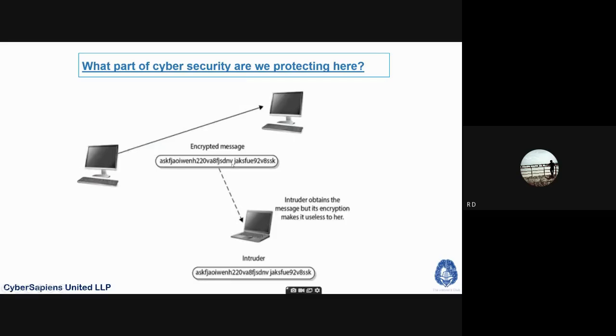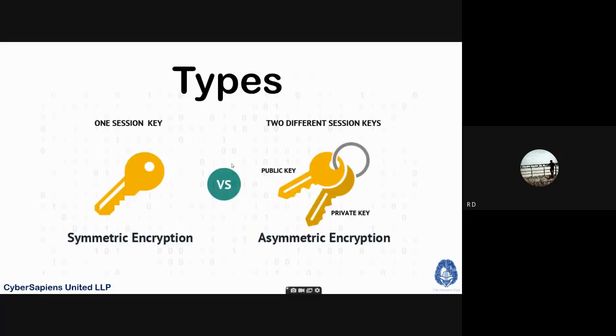So talking about the cryptography mechanisms, there are widely two types of cryptography or encryption that is done. One is symmetric encryption, another is asymmetric encryption.